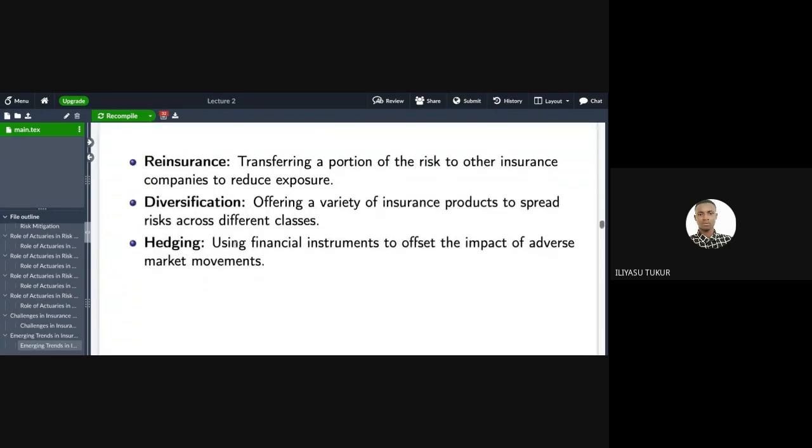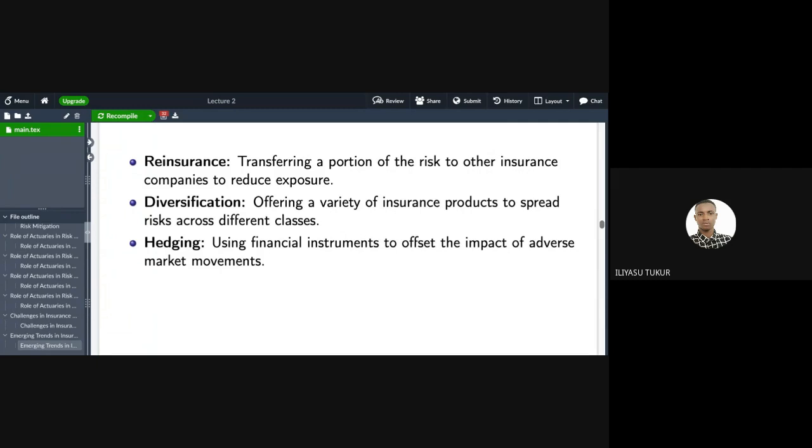So diversification. This is, let me say, a standard rule that if you want to manage risks, you need to diversify, particularly for an insurance company, diversify the different kinds of products you offer to people. So split across different classes, that will help you to manage risks. It's a kind of risk mitigation.